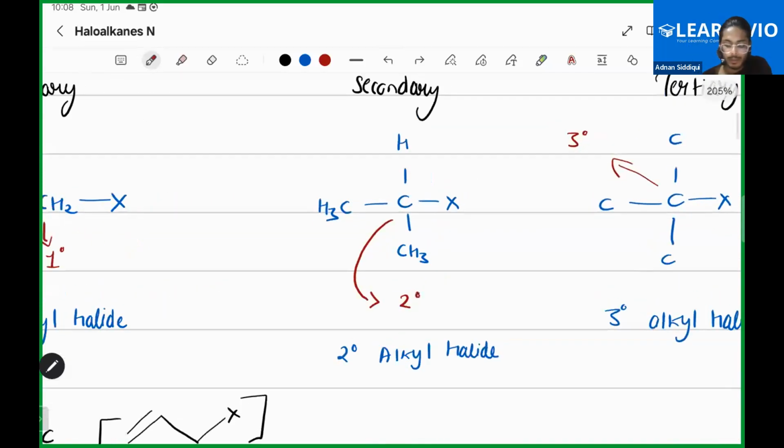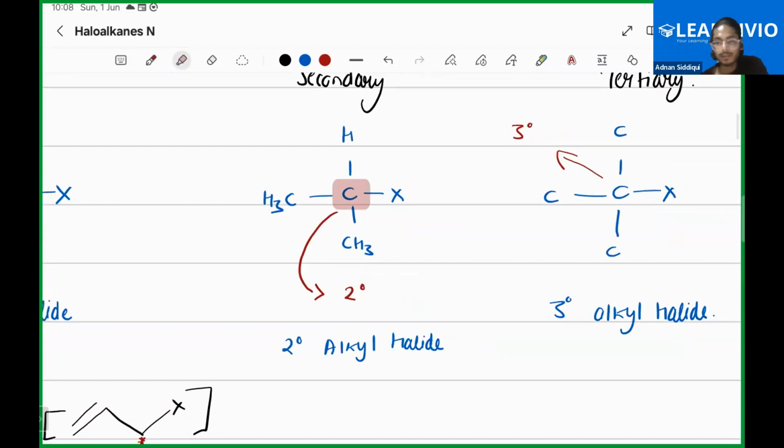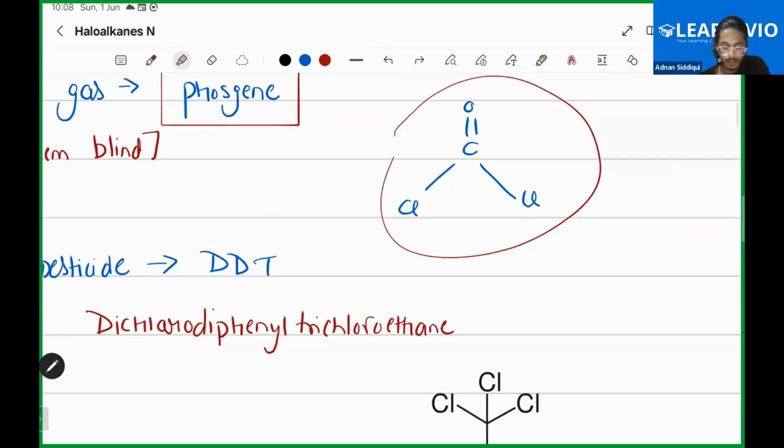If we look at this compound, this is the carbon which is directly connected to our halogen, right? And to this carbon, how many carbons are directly connected? The one that I've... two. So this is a 2 degree alkyl halide. Similarly, this is a 3 degree alkyl halide. Is it simple? This is very basic. Okay.